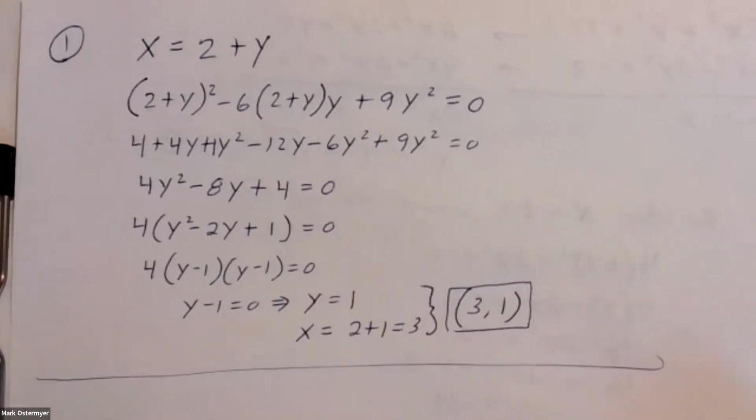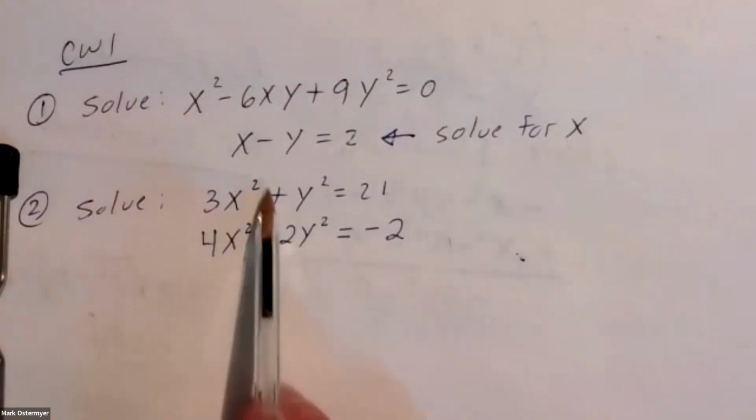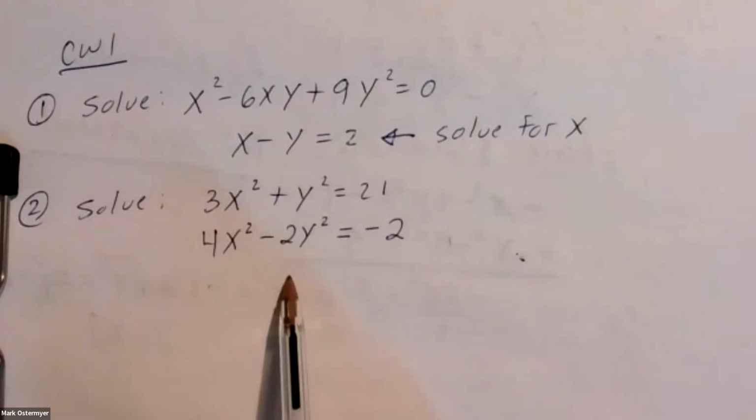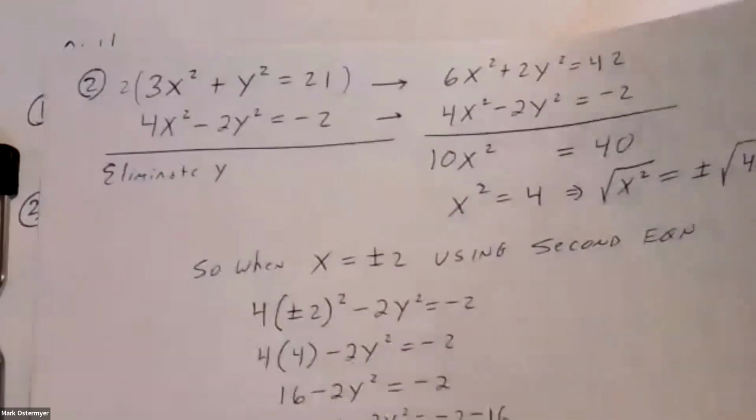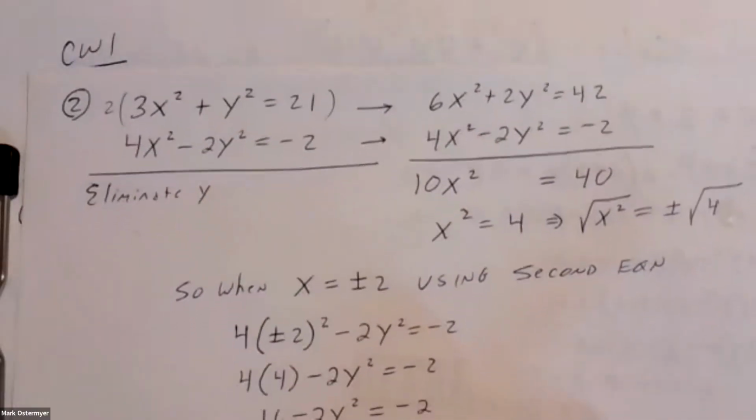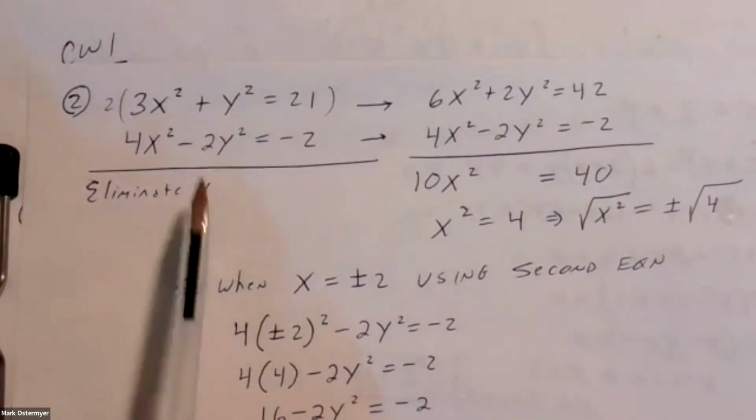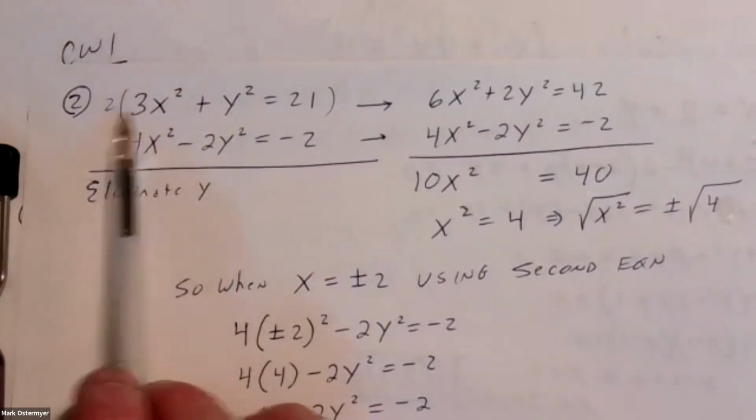Now the second problem really is designed for the elimination method, because we have our x squareds, y squareds, and constants lined up. So I went by that route, and I decided to eliminate the y variable. I multiplied my first equation by 2.